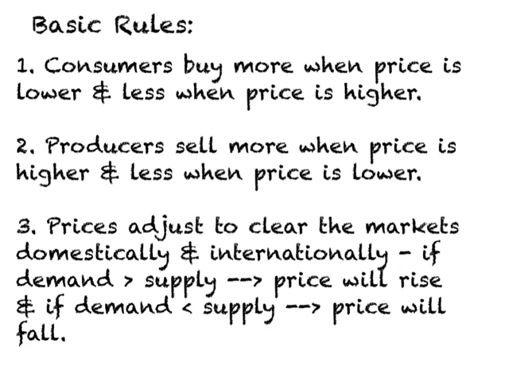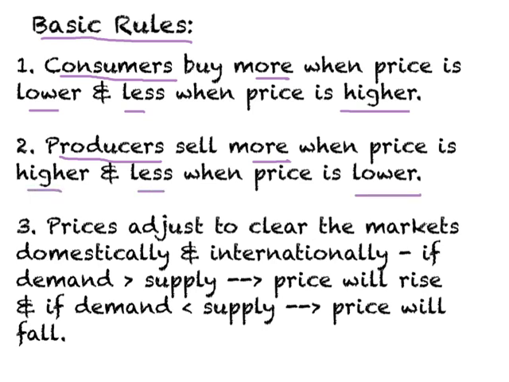Now let us go over some basic economic rules, and this is about how economic agents behave. We know consumers buy more when price is lower, and they will buy less when price is higher. What about businesses or producers or sellers? Producers will sell more when price is higher and less when price is lower. This is how consumers and producers behave.